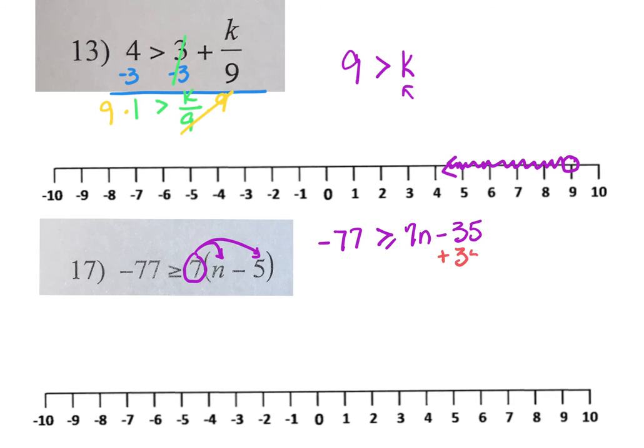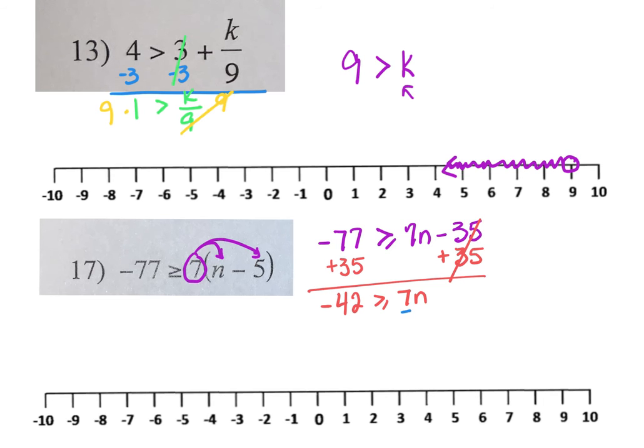You add 35 to both sides. All right, I have a -77 and a +35. What am I going to do there? So -77 and +35. Subtract and keep the sign of the larger, right? So 77 minus 35 is what? 42. And that's going to be a -42.